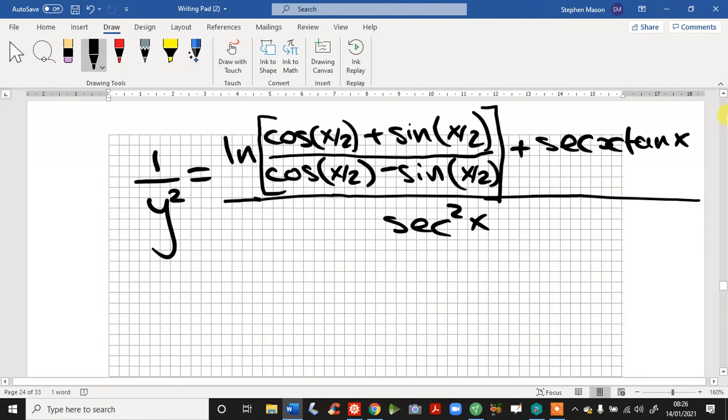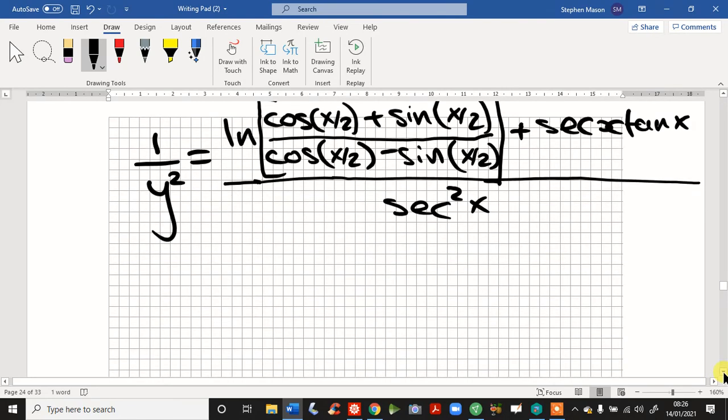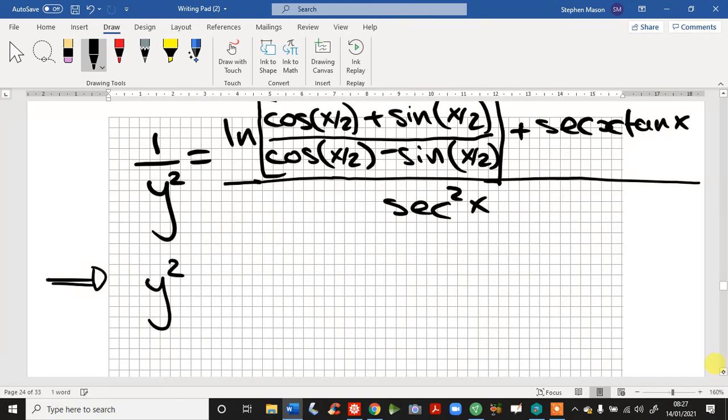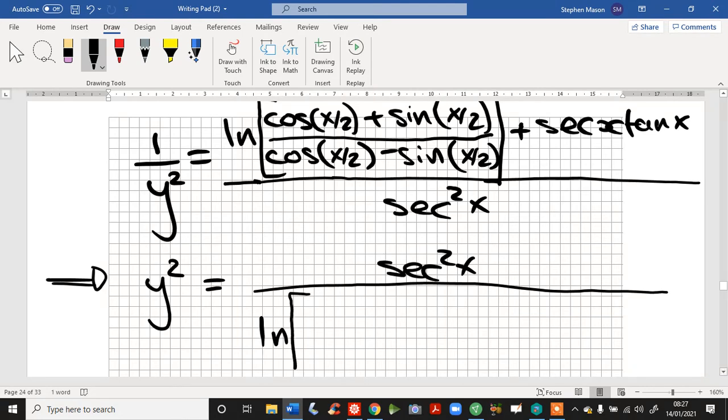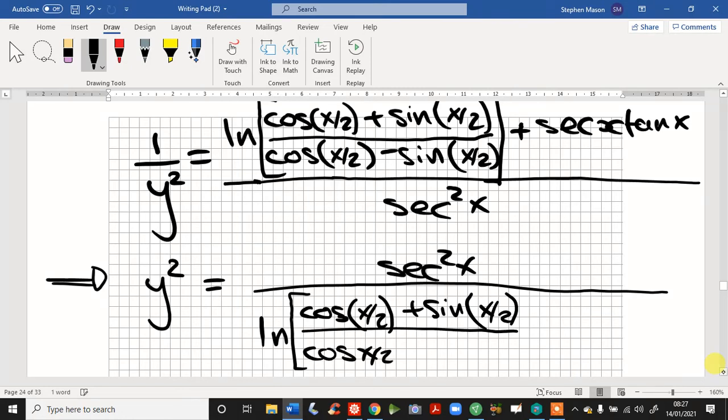So if we multiply both sides by y squared, or in other words, if we invert both sides of this equation, we get y squared is equal to sec squared x all divided by the logarithm of cos x over 2 plus sine of x over 2 divided by cos x over 2 minus sine x over 2, and then close bracket plus sec x tan x.